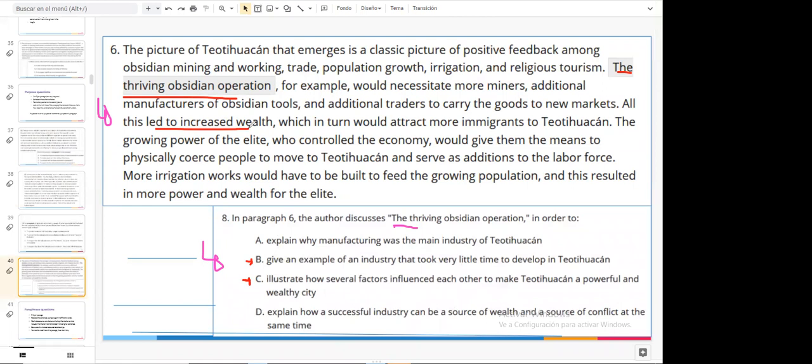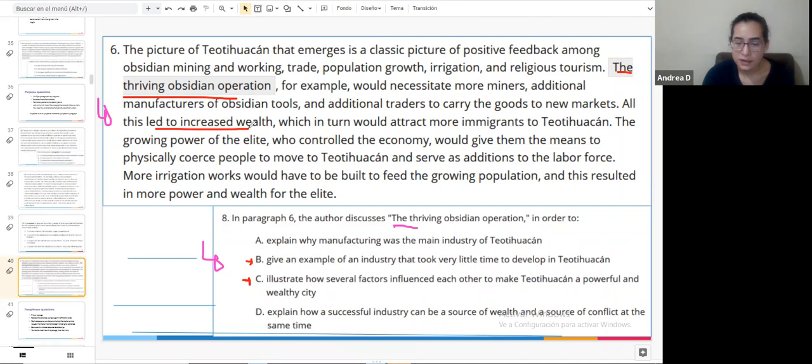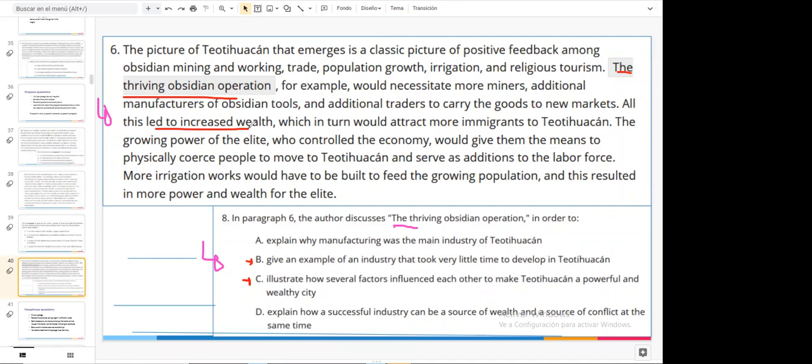Okay, I agree with that statement, but I would say B because the question is just about the thriving obsidian operation. So I think that the reason that the author mentioned it is in order to illustrate, to give an example. That's why I always stay with B. But both B and C are examples, right? Because they give an example and illustrate. Yeah, okay. Yeah, but anyways, I will stay with B.